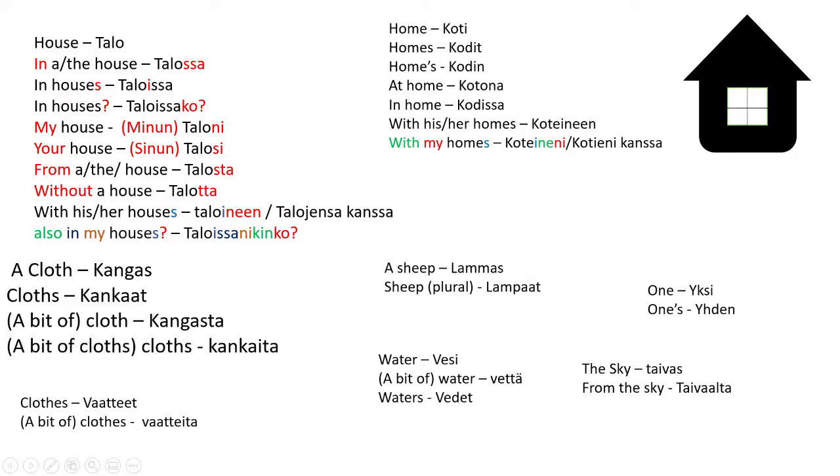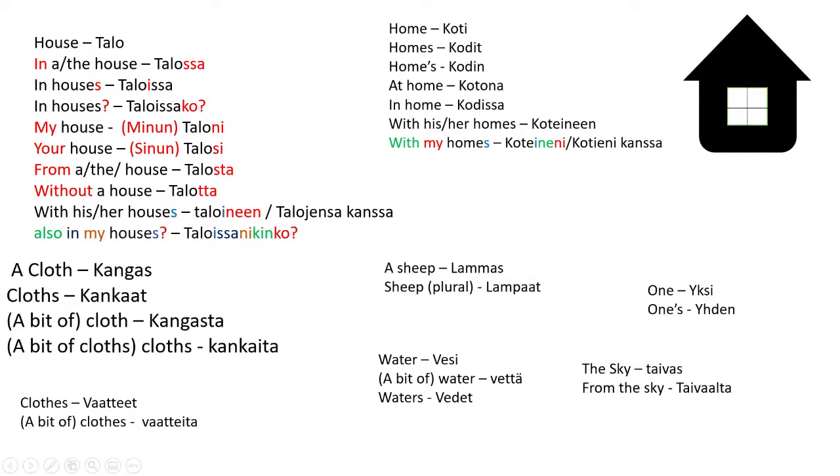Then we have the object words that end with an S, for example, kangas, meaning a cloth. The plural, kankaat, a little bit of cloth, kangasta, a little bit of cloths, kankaita, and then not to be confused with clothes, the things you wear, they are vaatteet, and a little bit of clothes, vaatteita. This feature doesn't actually exist in English, so you can't really directly translate it, but anyway, then a sheep, a singular sheep, lammas, the plural, lampaat. As you can see, one of the M's turns into a P and an extra A is added.